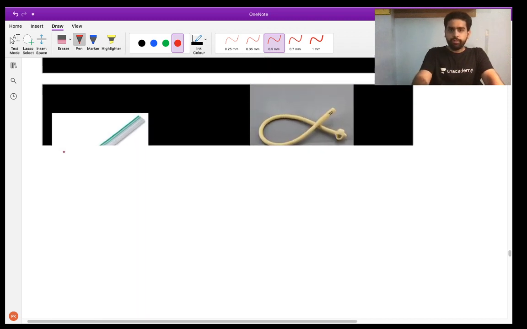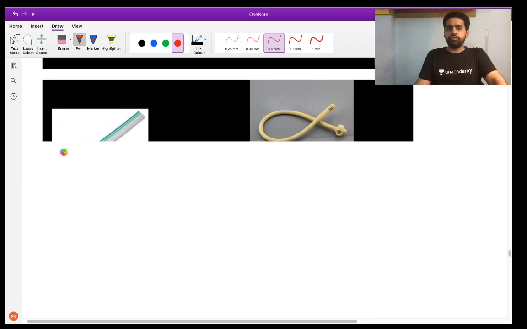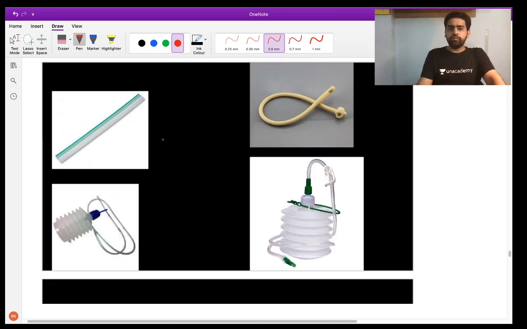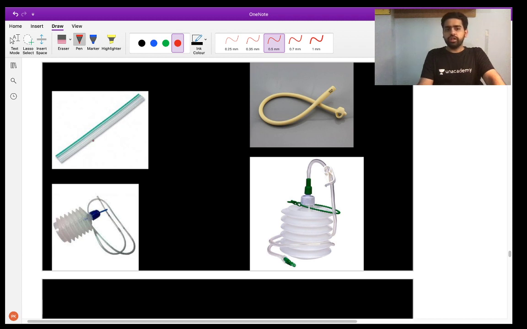Now you all must be knowing this. Now let us take a chance of having a look at a couple of images which may be asked to you. So what is this? The first one, this is a corrugated drain. Where do you use it? Let's say if you have an abscess, or sometimes it is also used in breast abscess management.